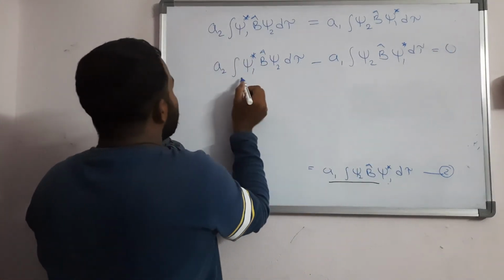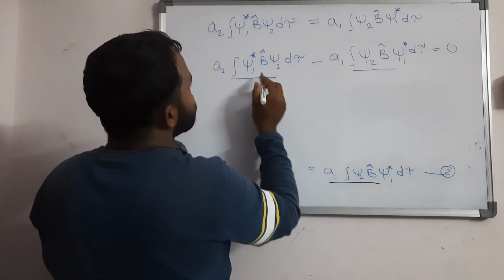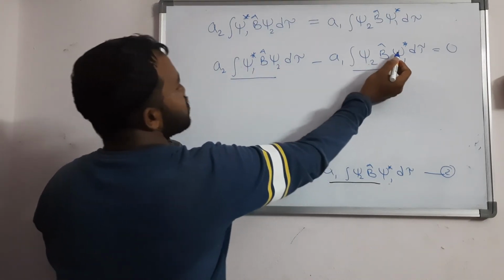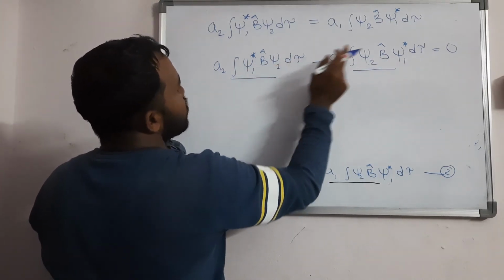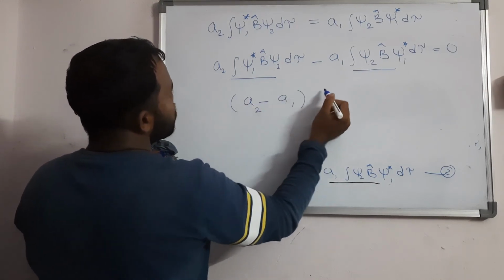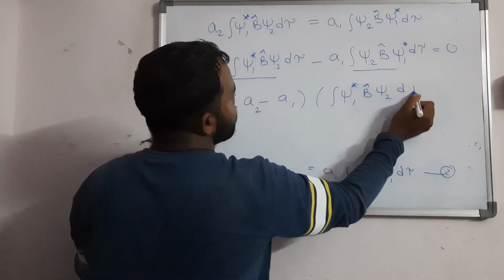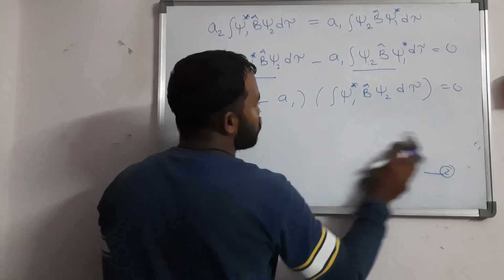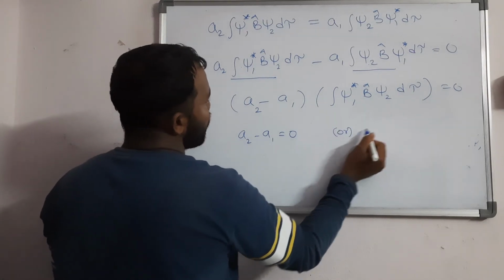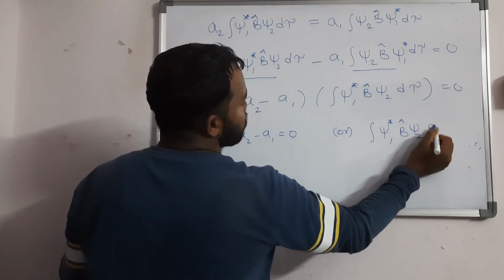That means this value is equal to this value, because A cap and B cap are both Hermitian. Psi 1 star, B cap, psi 2 are the same in both terms, so I take them common. A2 minus A1 is the common factor outside, and you are left with the integral of psi 1 star B cap psi 2 d tau, which is equal to 0. Now either A2 minus A1 is equal to 0, or the integral of psi 1 star B cap psi 2 d tau is equal to 0.